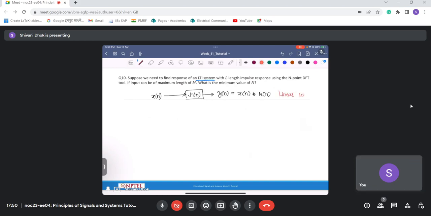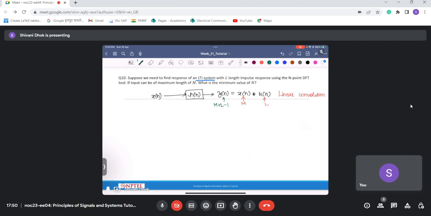But it is also given that the length of the impulse response is L, and x[n] is of length M. Do you have any idea what will be the length of y[n]? It will be M plus L minus 1. So y[n] will be of length M plus L minus 1. Till this point, is it clear?